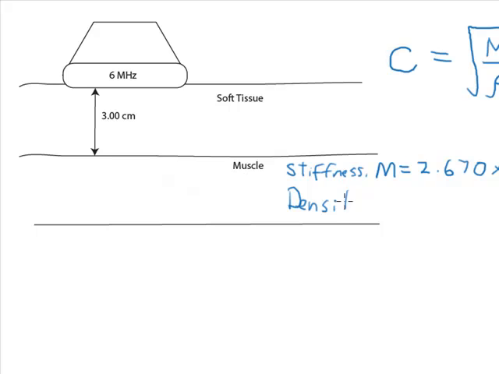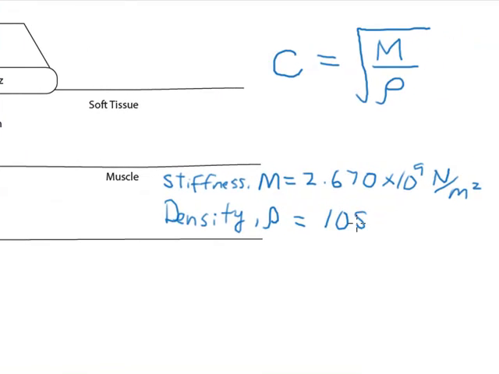Muscle tissue has a density rho equal to 1080 kilograms per cubic meter. Density should always be mass divided by volume, but you may find it in grams per cubic centimeter. In that case, you'll have to convert it to kilograms per cubic meter in order for the units to work out properly in this problem, which we'll see in a little bit.